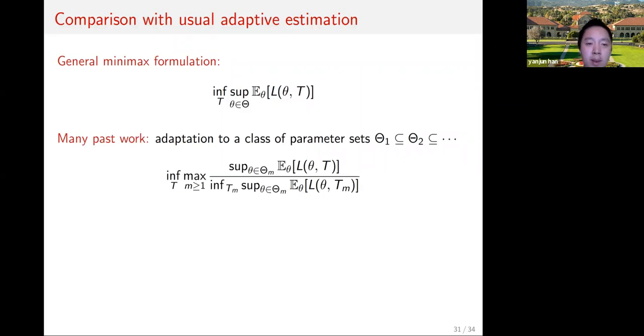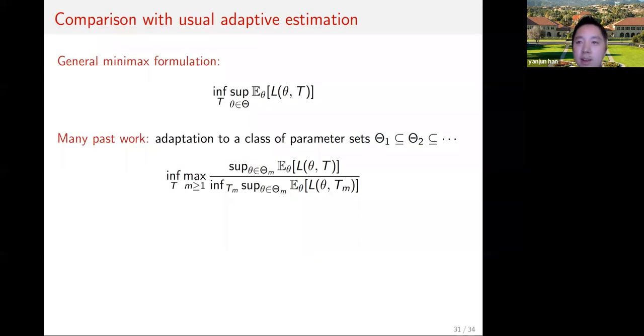And then what is adaptive estimation? Many past works in statistics consider the problem of adapting to a nested class of parameter sets, theta 1 containing theta 2 and so on, where the target is to find a single estimator T such that the worst-case performance of T in theta m is close to the optimal minimax estimator restricted to the parameter set theta m. So basically, statisticians are interested in this ratio. If we could show a uniformly small constant upper bound on this ratio, then this adaptive estimation problem could be solved without paying too much of a price.